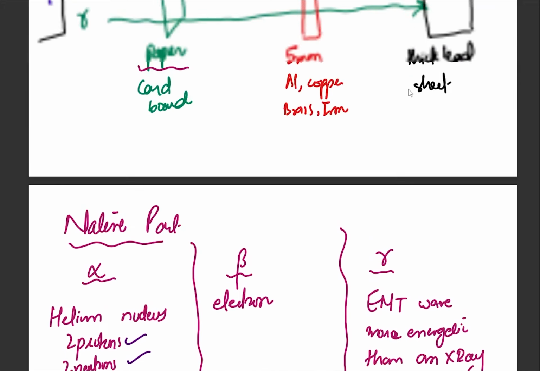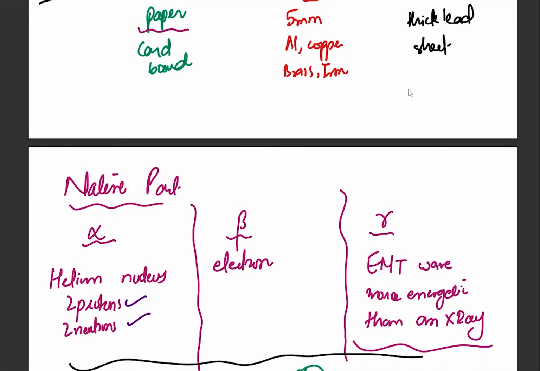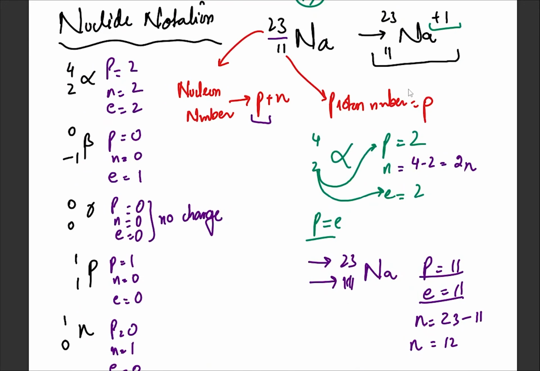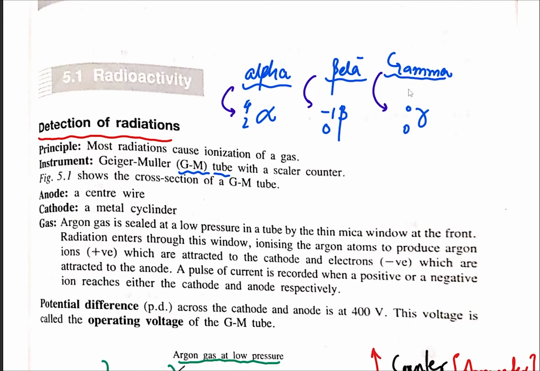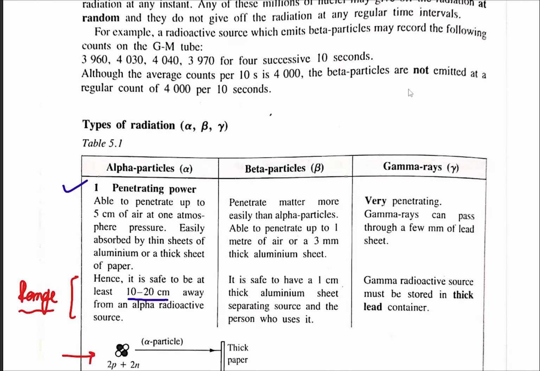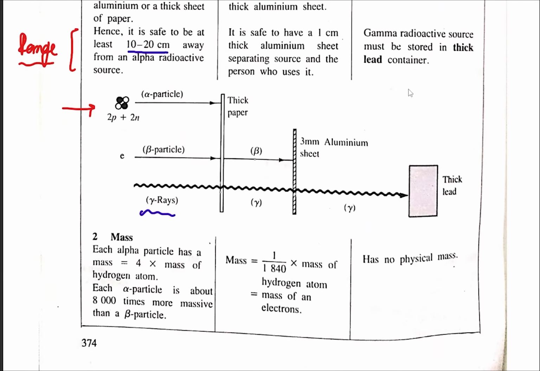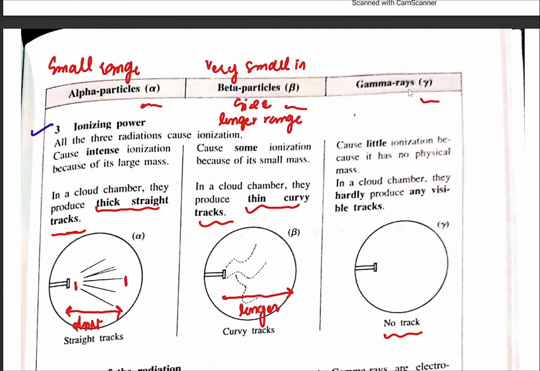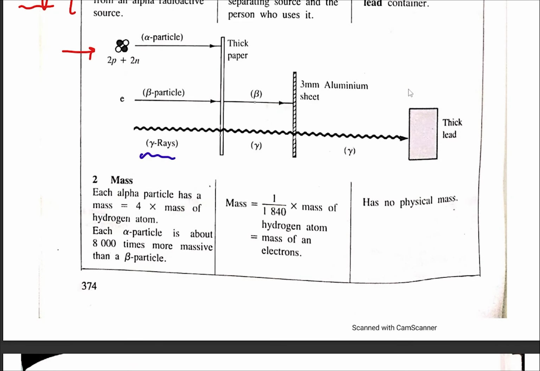So this is what we understand about the nature part of the alpha, beta, and gamma. You're supposed to memorize all of that. You're supposed to memorize the nuclide notations of alpha, beta, gamma, protons, and neutrons. We will need them when we go ahead with nuclear decay equations. Okay, so we're done with penetration power, we're done with the ionization power, and of course the mass.